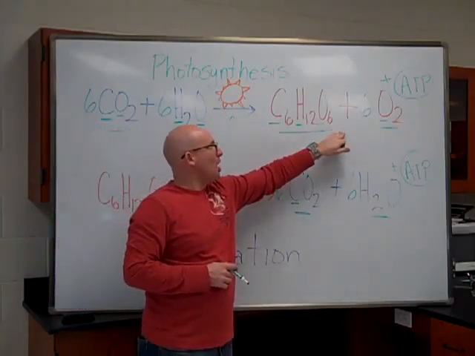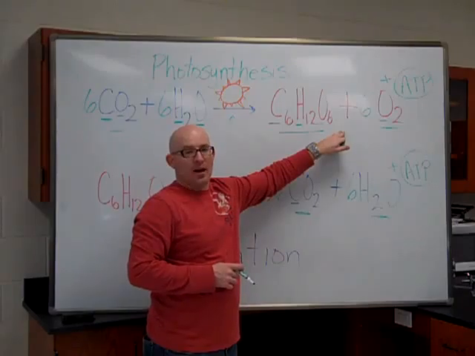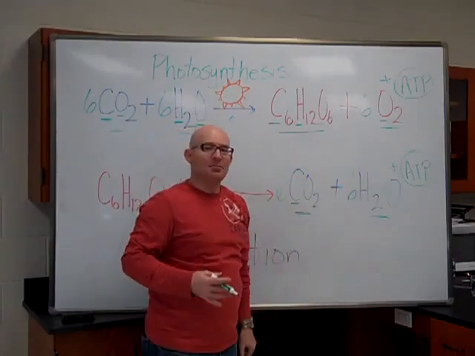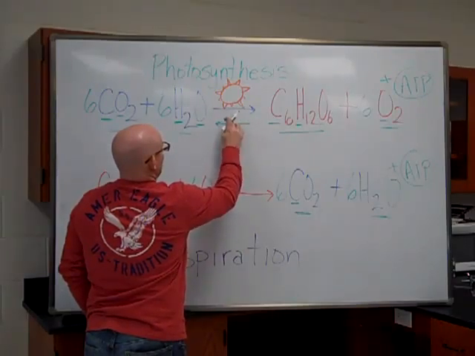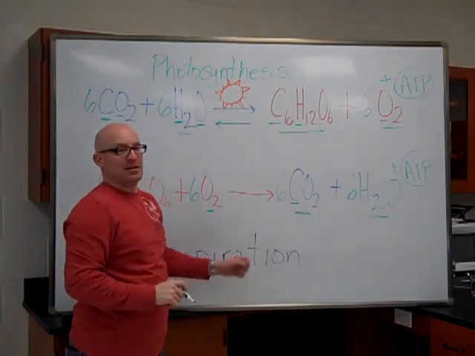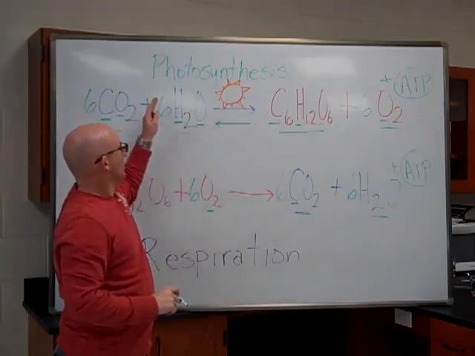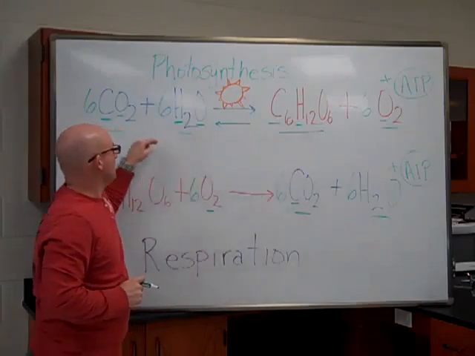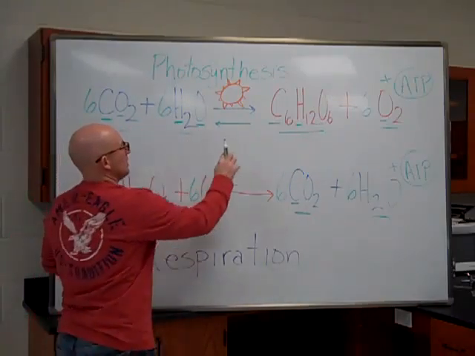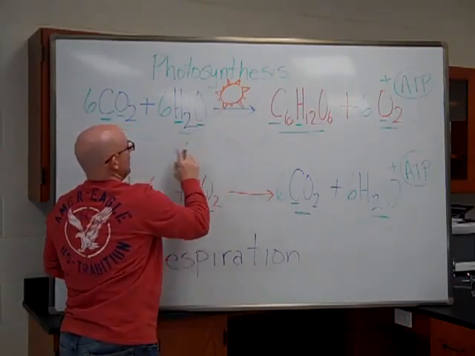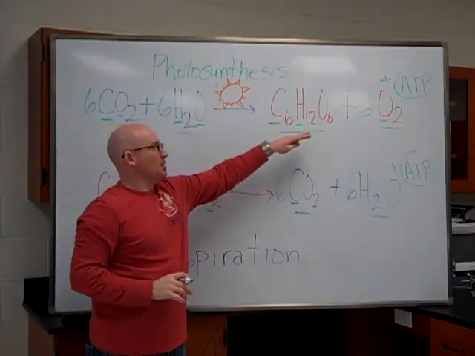And then we have our product on the right side. Now in some chemical reactions, you will see a double arrow like that. What that means is these can turn into these, but the product can then go backwards and turn back into the reactant. With photosynthesis here, we're just going to draw the arrow in one direction. We use these reactants, we produce these products.